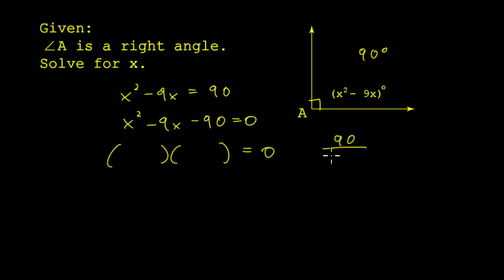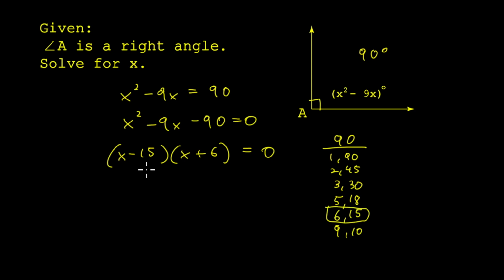So 90, we have factors 1 and 90, 2 and 45, 3 and 30, 4 and nothing, 5 and 18, 6 and 15, and there we go. 15 minus 6 is 9, so it's a negative, so the negative is with the bigger number. X minus 15, x plus 6. So just to finish this, we could have 9 and 10, but this is the pair that works. So now, x equals negative 6, x equals 15.